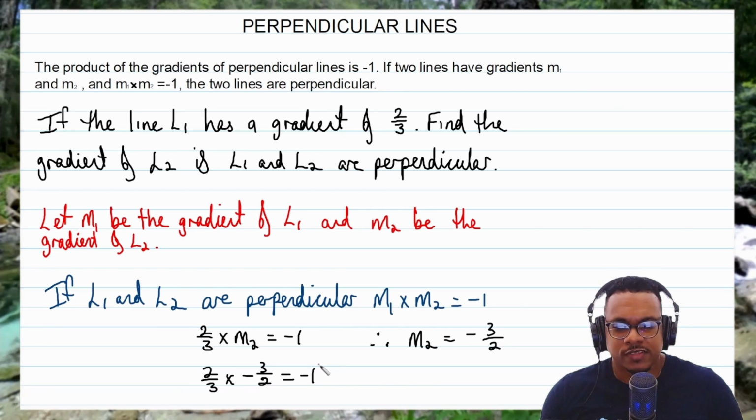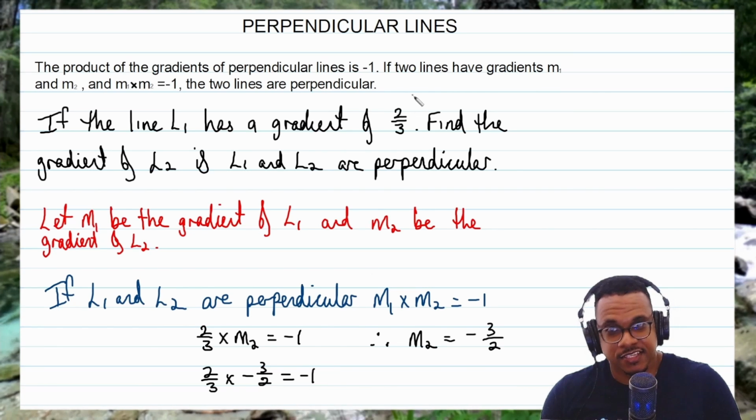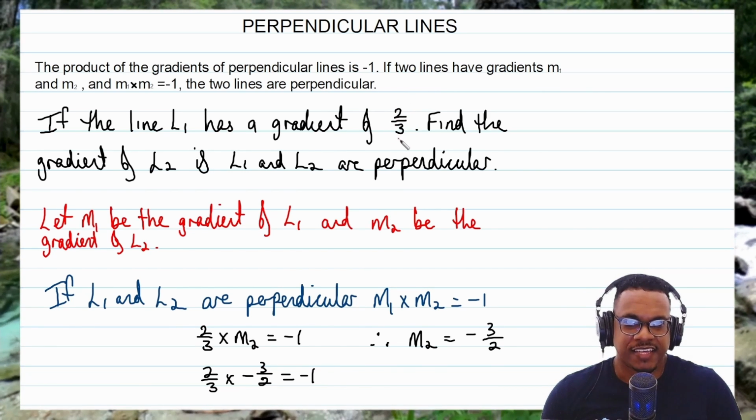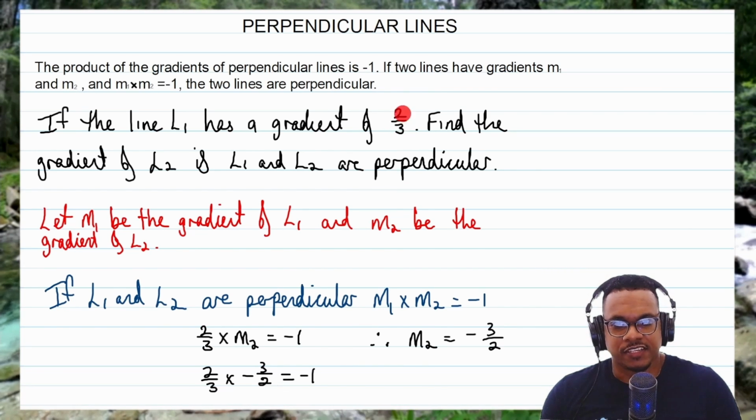So if you ever want the gradient of a line that's perpendicular to another line, and you know the gradient of the other line, like in this case we know the gradient of one line was 2/3, and you want to find the gradient of a line that is perpendicular to that line, just invert the number. So I'll invert 2/3 and get 3 over 2, and you change the sign. So invert and change the sign. And that's how we get the negative 3 over 2.